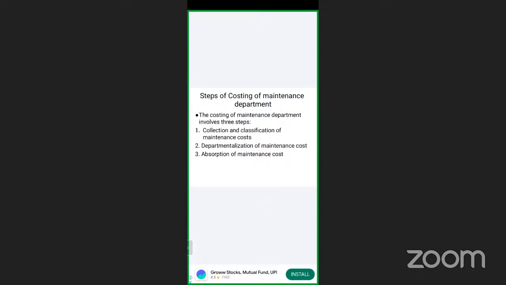Like any other department, we have a purchase department, we have a sales department, we have other offices in our company or the entity, whichever they are working. So you have a maintenance department also. Their work is only to maintain the different types of assets. So how much is the cost incurred for maintaining this maintenance department? That is what we have to find out.